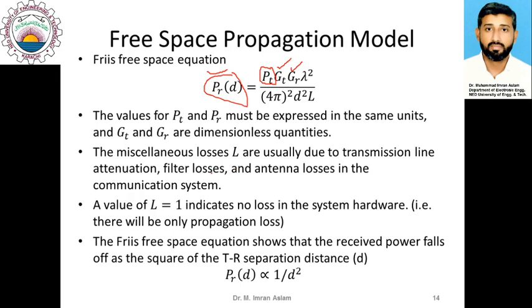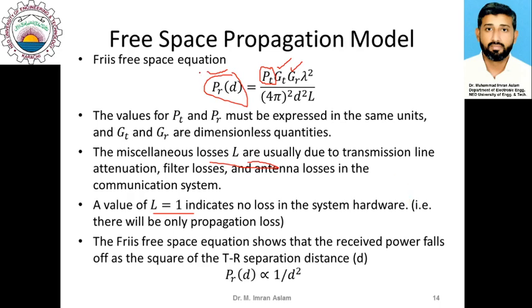same unit of watts. The miscellaneous loss L, as I said, relates to the losses due to transmission line attenuation, filter losses, antenna losses, and so on, which are commonly encountered in the system. But for simplicity, we are assuming L is equal to 1, which indicates that there is no loss caused by the hardware. So there will be propagation loss due to the propagation in free space, but there is no other loss by the system hardware or different components of the system, which is reflected by this value of L equal to 1.